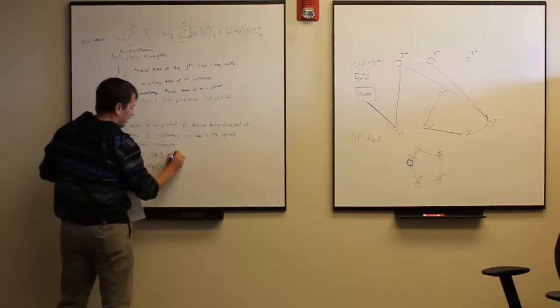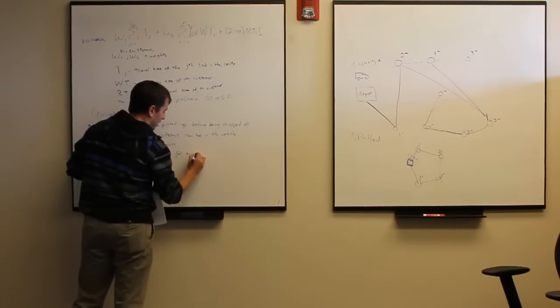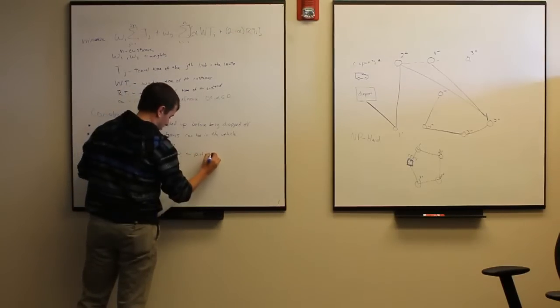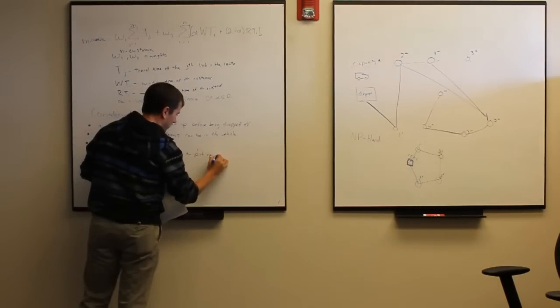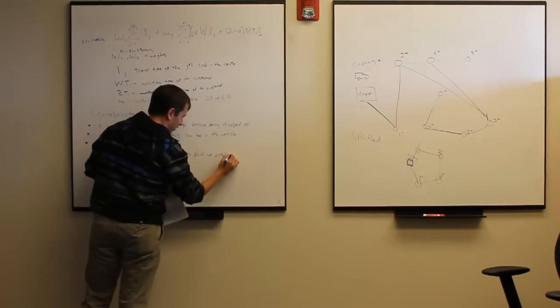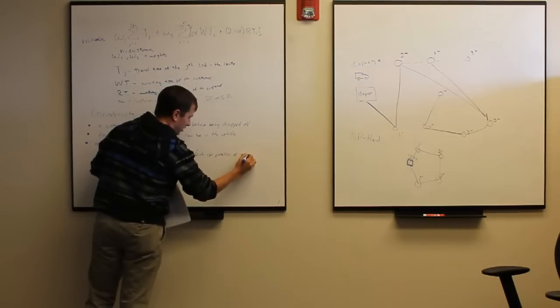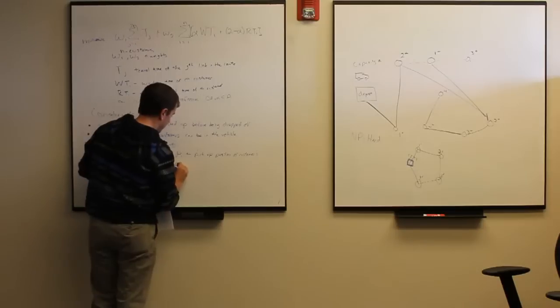So here PI is the pickup order, or the pickup position of customer I, and DI is the drop-off position.